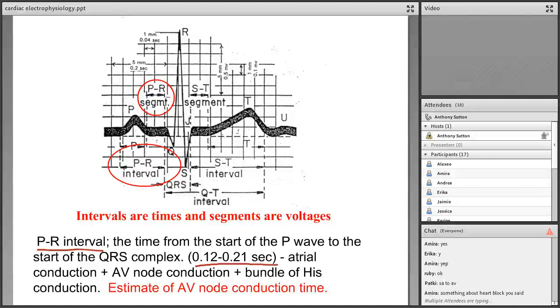Well, SA node, okay, something about heart block. Yeah, definitely dealing with heart block.